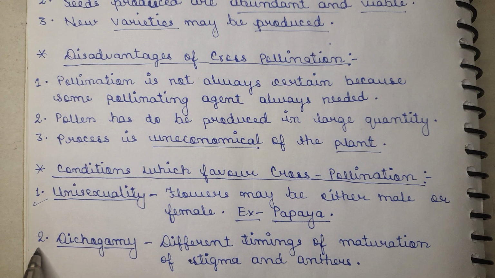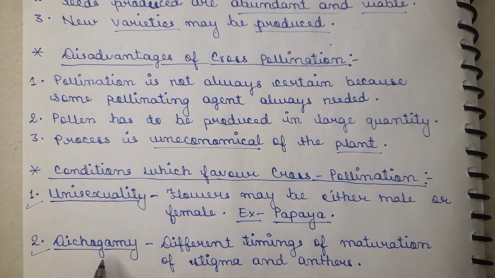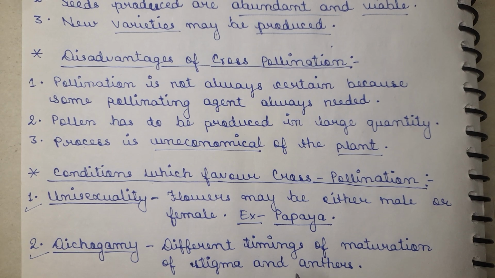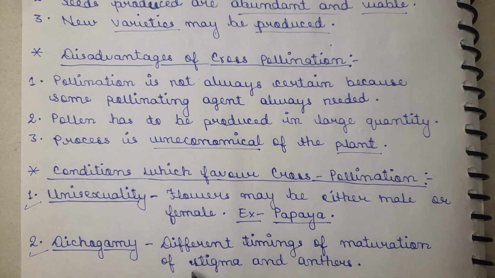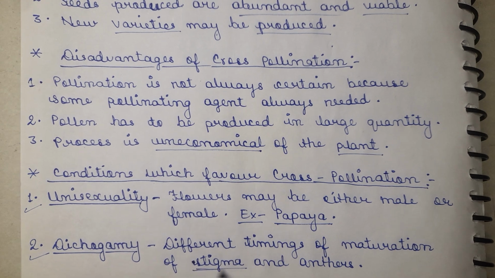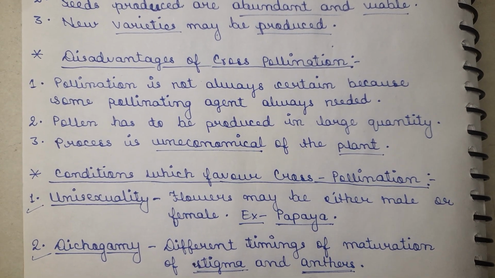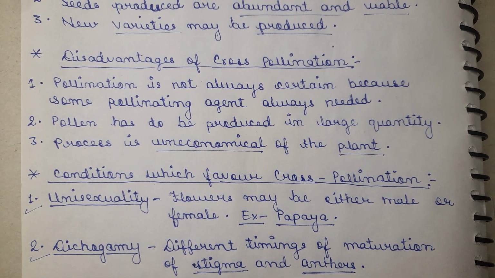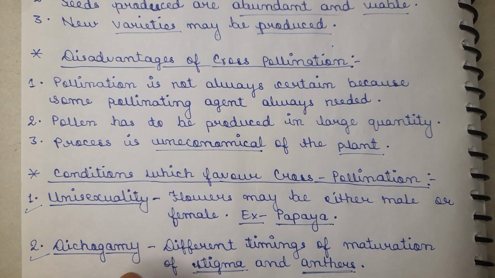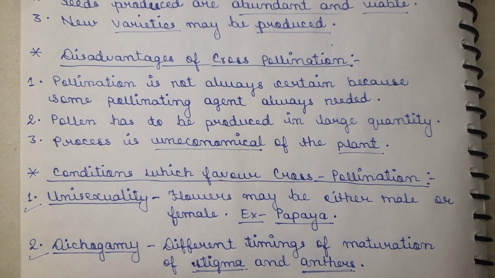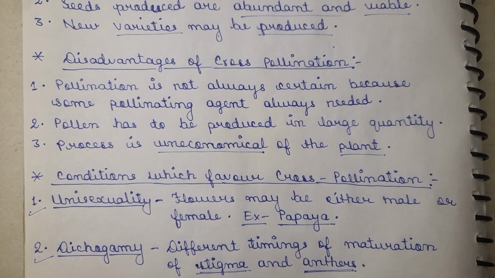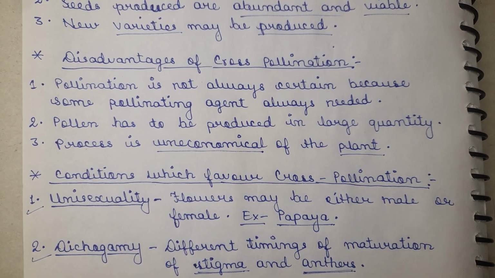Now the second point, that is dichogamy. Dichogamy means that there is different timing of maturation of the androecium and the gynoecium, that means the anther and the stigma. Sometimes in many bisexual flowers, the anther and the stigma of the same flower mature at different times. This is known as dichogamy. In some plants, the anther of the flower matures earlier than the stigma.